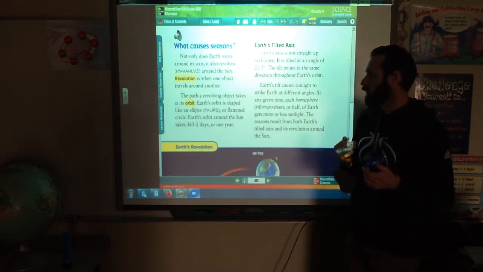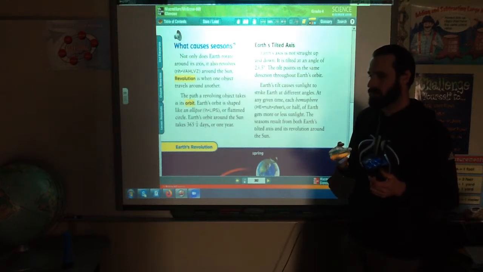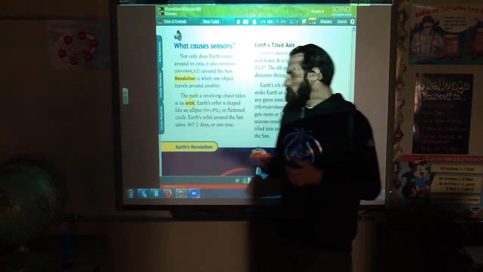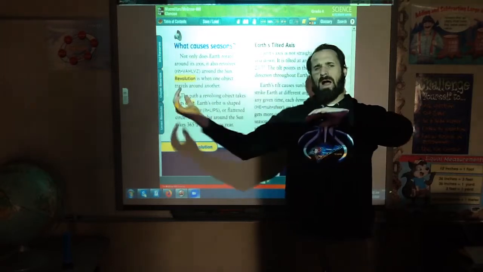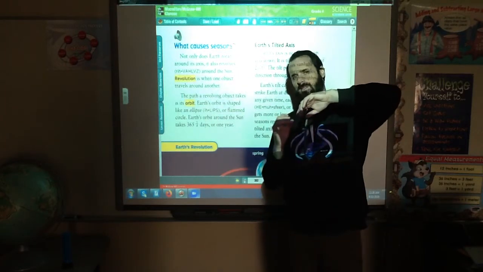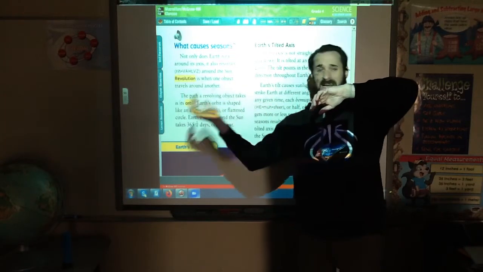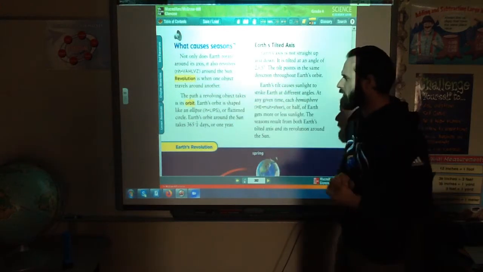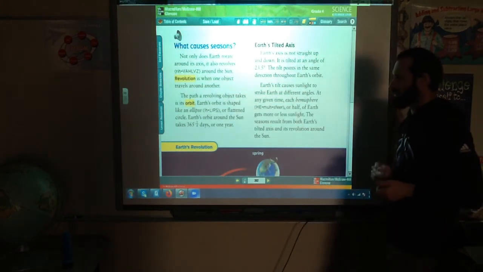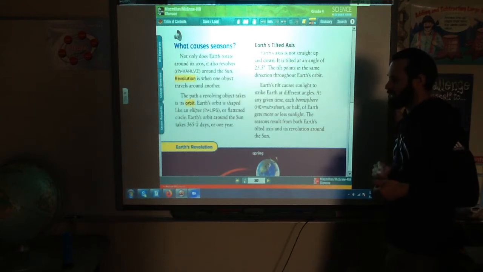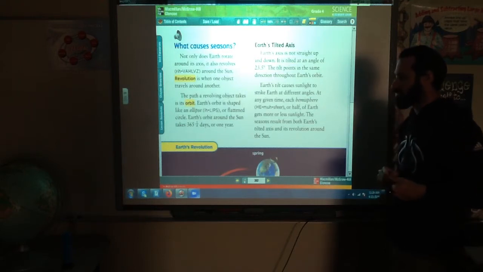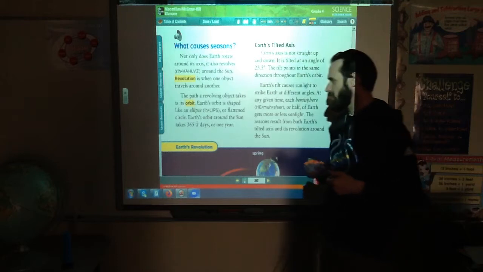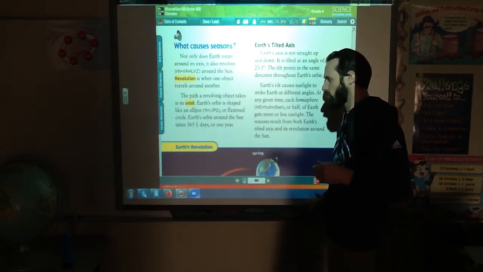Revolution is when one object travels around another. So the Earth goes around the sun, okay? While it's going around the sun, it's spinning and moving around it. The path a revolving object takes is its orbit. Earth's orbit is shaped like an ellipse, or a flattened circle. Earth's orbit around the sun takes 365 1/4 days a year.